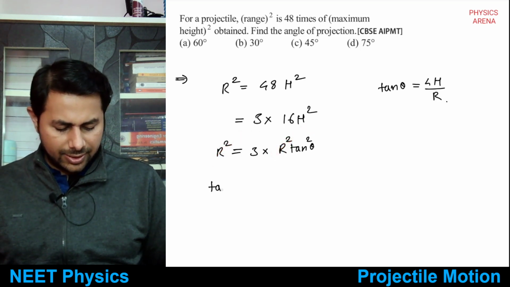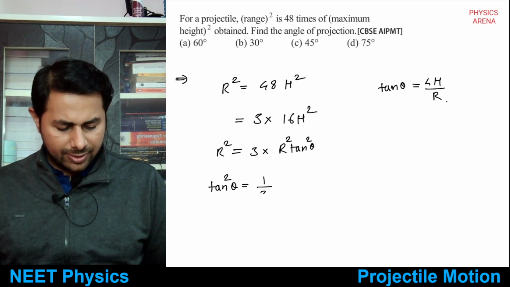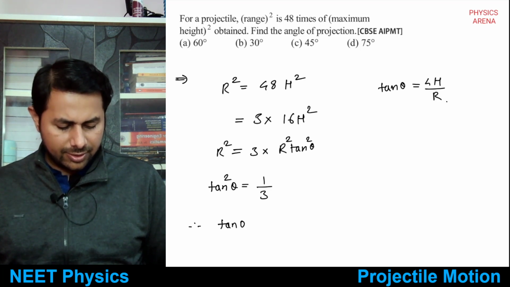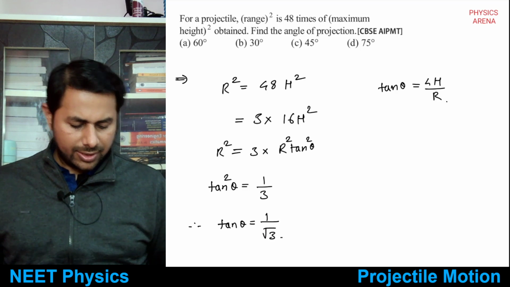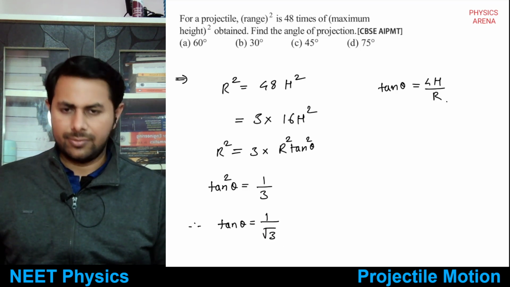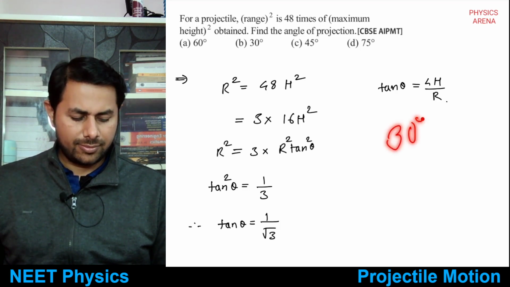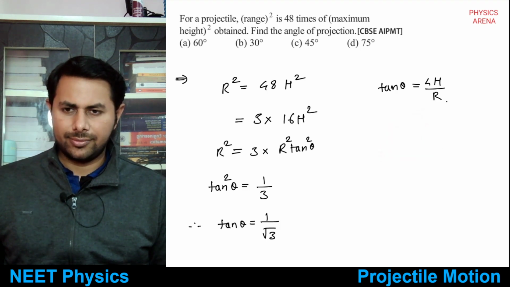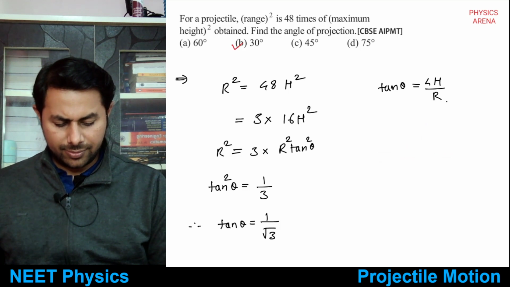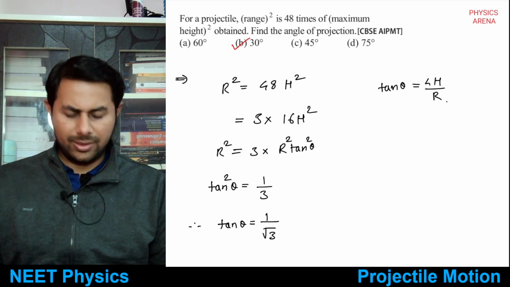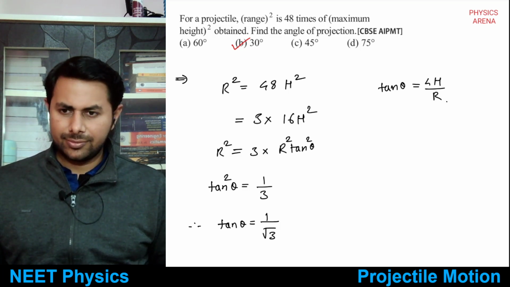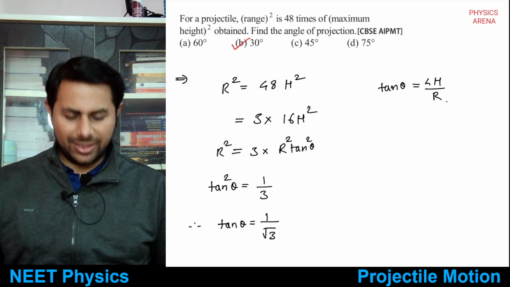So then you have tan square theta is 1 by 3, and therefore tan theta is 1 by root 3. So what's the angle? For which angle is tan theta 1 by root 3? 30 degrees, no? Yes, so the answer is 30 degrees. Right, this is clear. Yes, no? Okay. All right, let's see the next one.